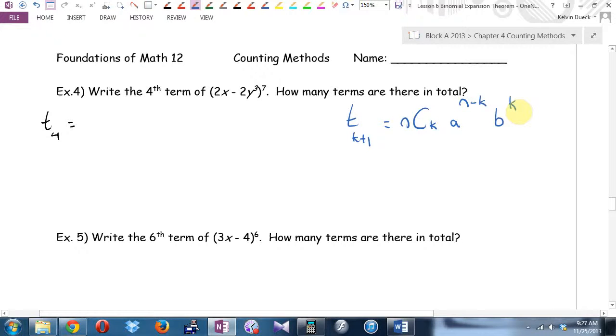By the way, how many terms are there in total, the question asks. How many terms are there in total here? 8. Fill these in on your own: k equals, n equals, a equals, b equals.